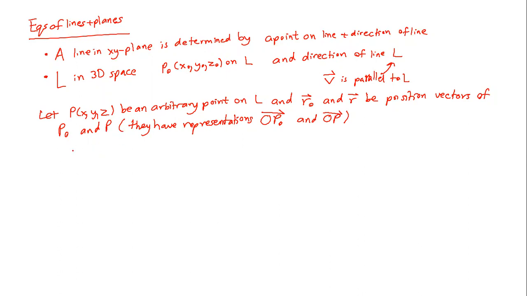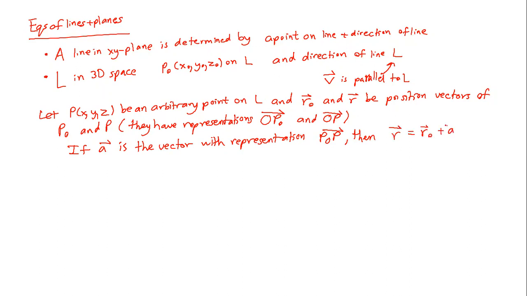So if A is the vector with representation in 3D space from P0 to P, then this r is equal to r0 plus A.